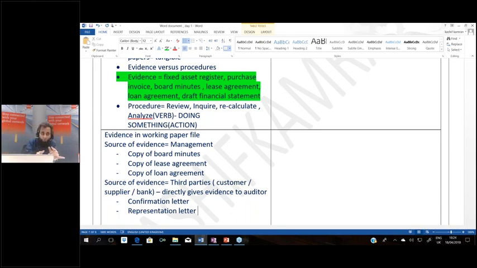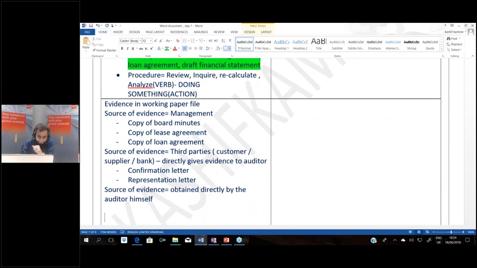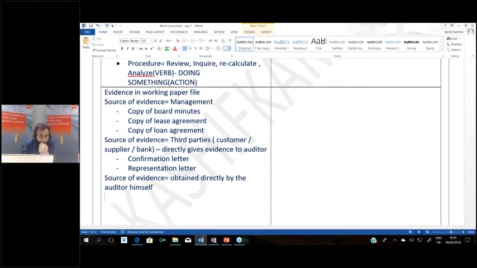Okay, now two things we were discussing, right? Evidence comes from the management, one. Evidence comes from the third party. And what about the source of evidence which is obtained directly by the auditor himself? There are so many things which the auditor does himself. Suppose he goes to the inventory count. Now, if he goes to the inventory count, what evidence will he have in the file? Or if he goes and has a meeting with the management, what evidence will he have for the meeting?